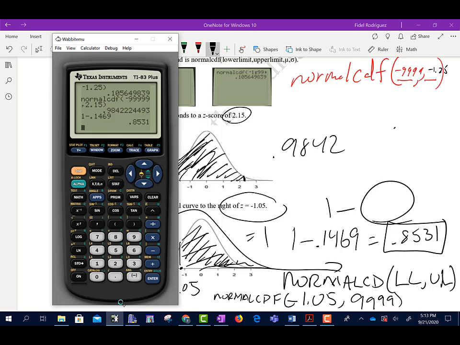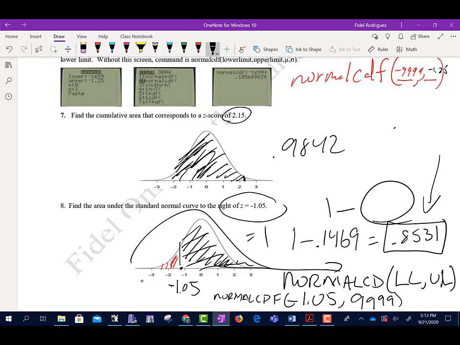Hold on, guys. Okay, so now I'm going to go second vars, normal CDF, number 2, right there. And I'm going to start at negative 1.05, comma, and then a whole bunch of 9s. Close it off, hit enter. And am I coming up with 0.8531? Yep, that's the same answer that we got earlier, right?